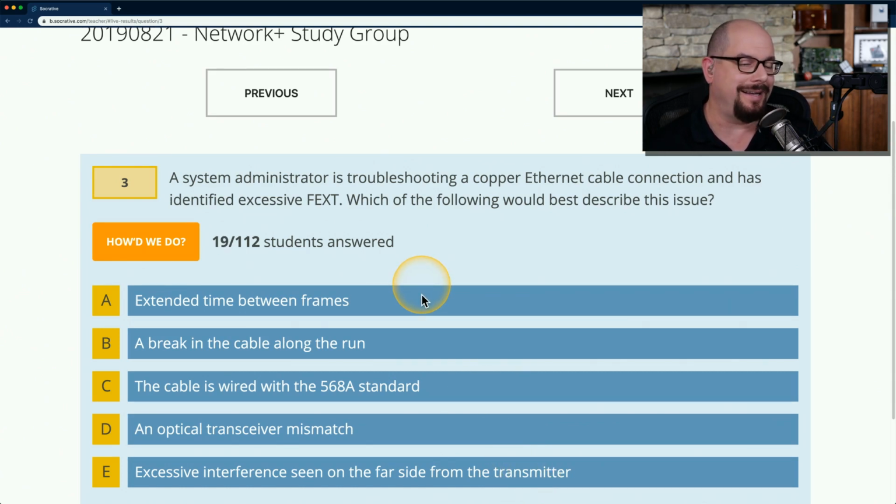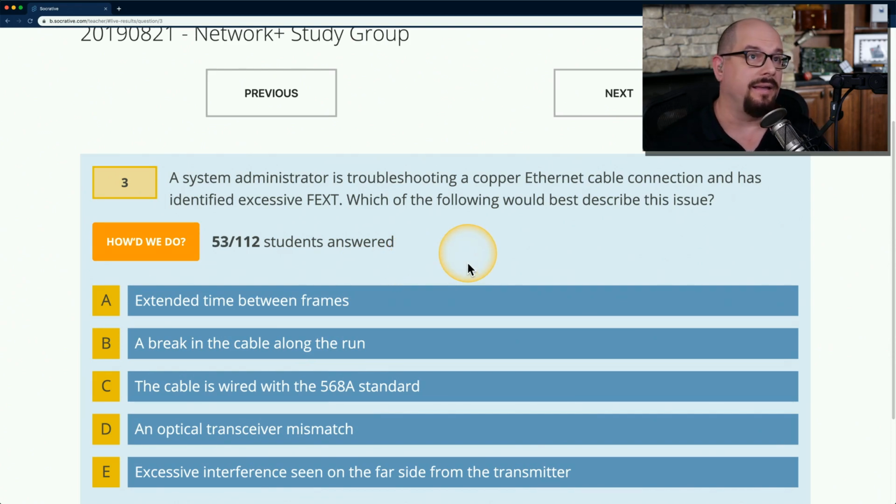We now have to understand excessive FEXT. Which of the following would best describe this issue? Is it an extended time between frames? Is it a break in the cable along the run? Is it the cable is wired with the 568A standard? Is it an optical transceiver mismatch? Or is it excessive interference seen on the far side from the transmitter? Those are your 5 different options for troubleshooting.